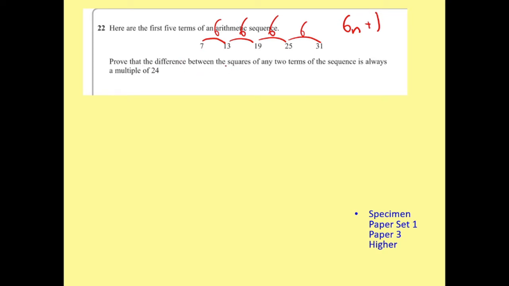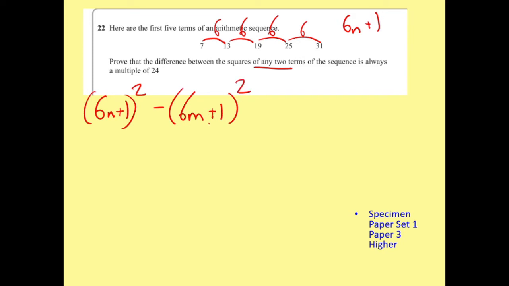So we've got to prove that the difference between the squares of any two terms of the sequence is always a multiple of 4. So 6n plus 1 squared. And I've got to do it again, but I can't use n. I've got to use a different variable, because if I use n, I'm using the same term of each sequence. And then we just got to expand them and see what happens.